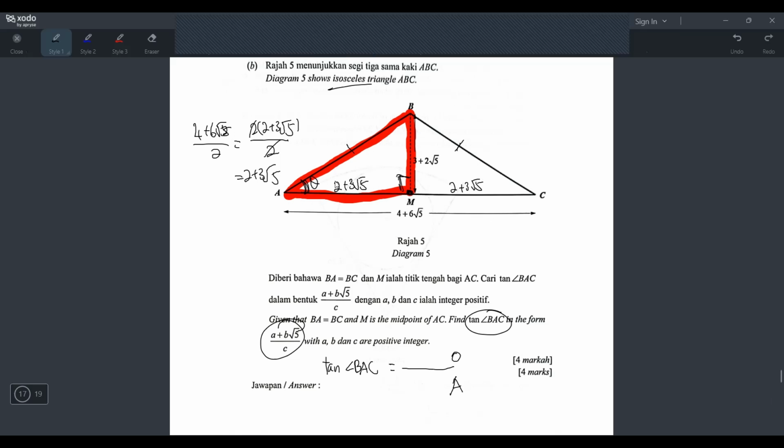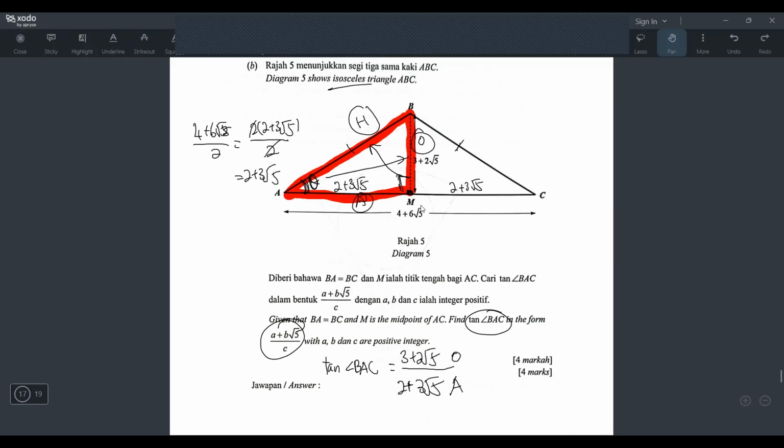So what is the opposite? The angle is here. So the opposite will be this line, the BM line. And you already have the length, 3 plus 2 square root 5, right? And then what about the adjacent? This one is the hypotenuse, right? This one is the opposite, and the adjacent must be this one. I already found it just now. It's 2 plus 3 square root 5, right? So this is the answer, right?